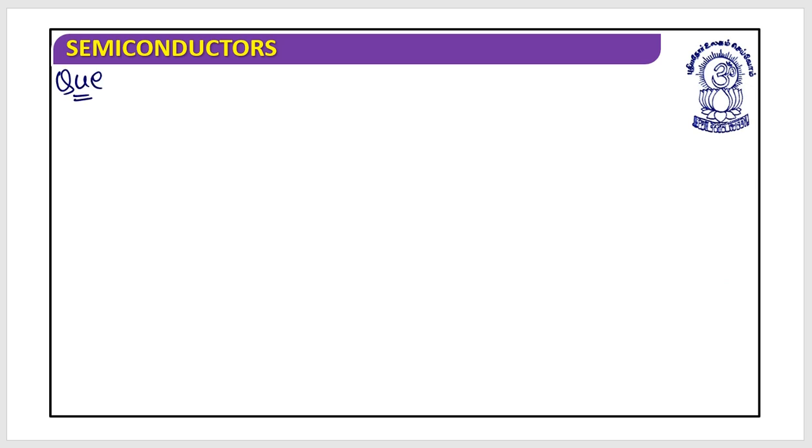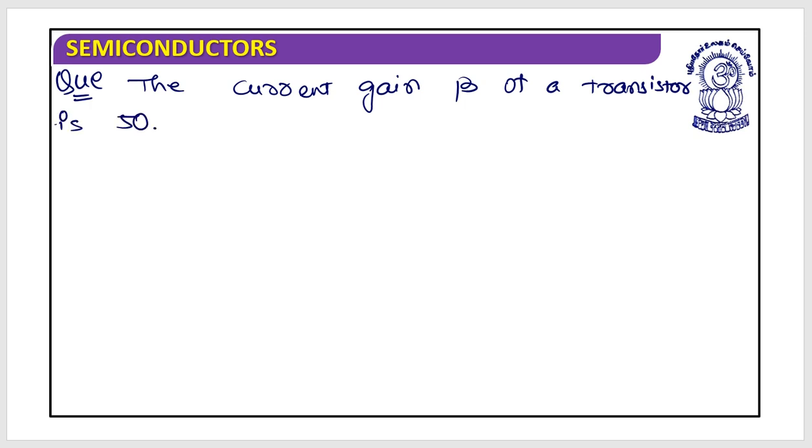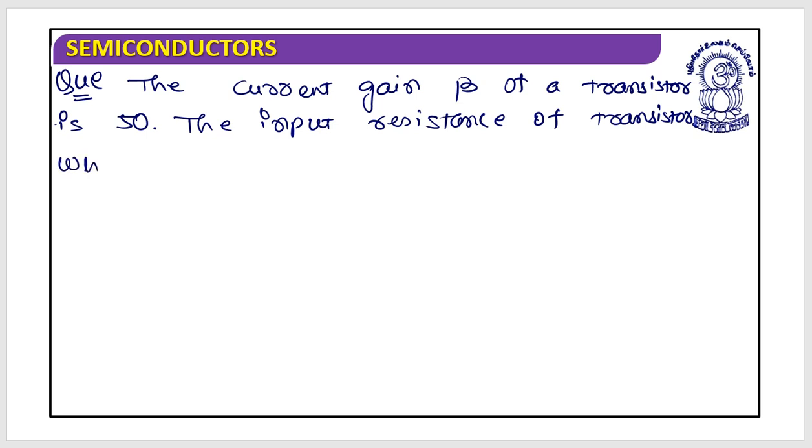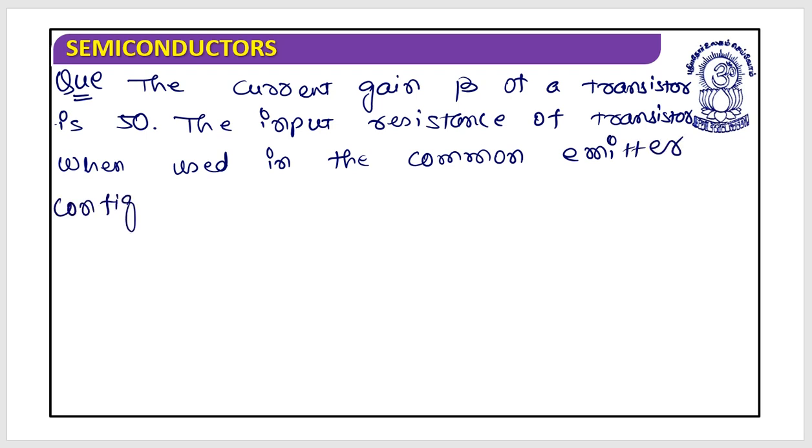The question says, first keep your pen and paper ready and write up the data with me as well as start solving it. The current gain, beta, of a transistor is 50. The input resistance of the transistor when used in the common emitter configuration is 1 kilo ohm.